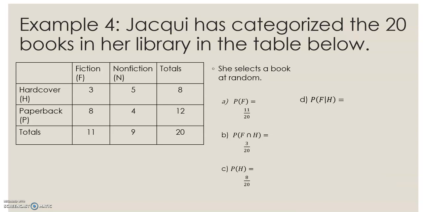So the probability of fiction given a hardcover is the intersection divided by the probability of a hardcover. 3/20 divided by 8/20 is 3/8. Are H and F independent? That answer is no, because probability of F given H does not equal probability of F. We're done.